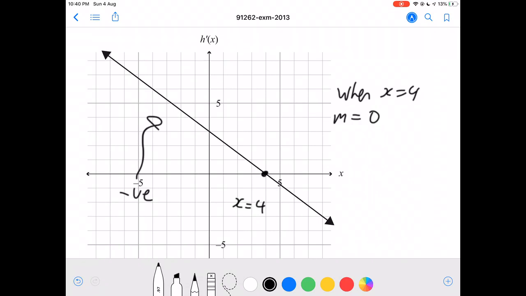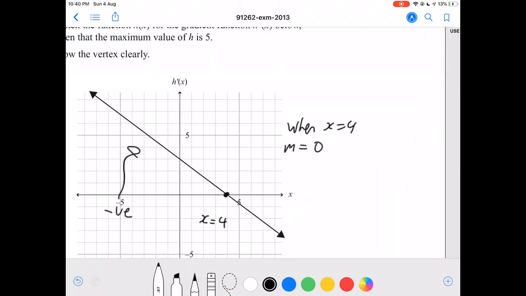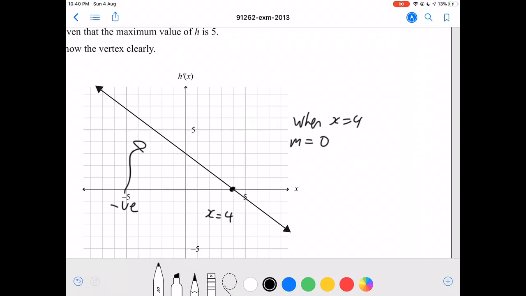So we already know the shape of our parabola. As you can see, this is a negative straight line, so we're going to get a negative parabola. Our parabola is going to be in the shape of something like this, and it's going to have a turning point when x equals 4.